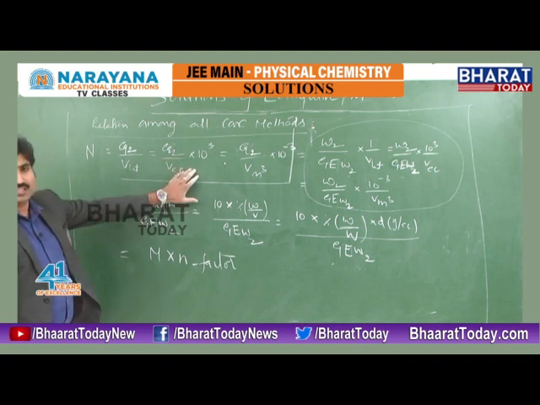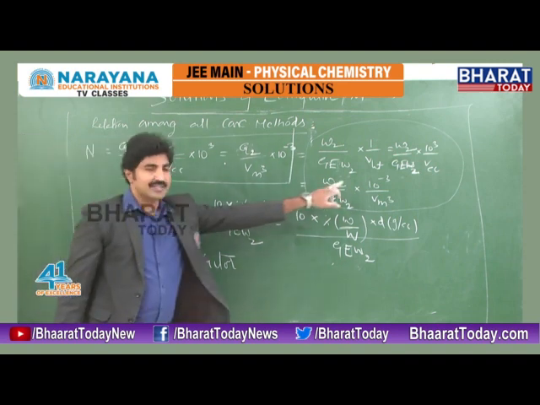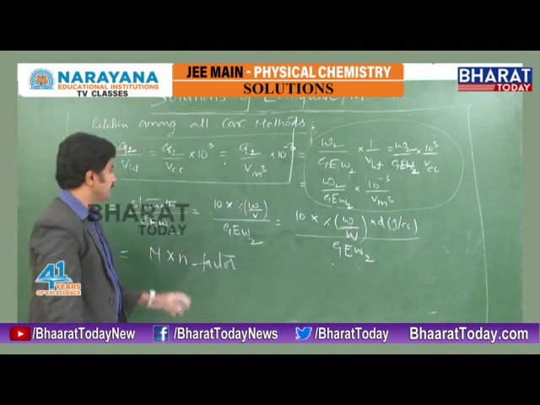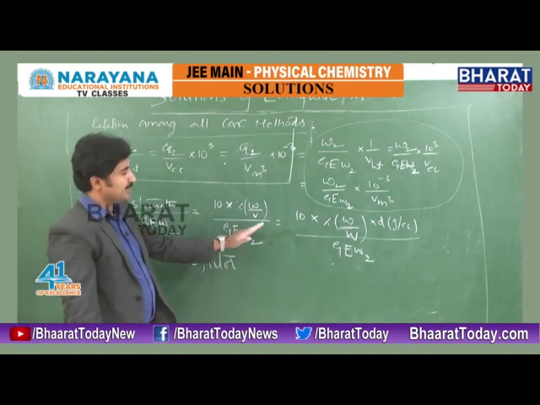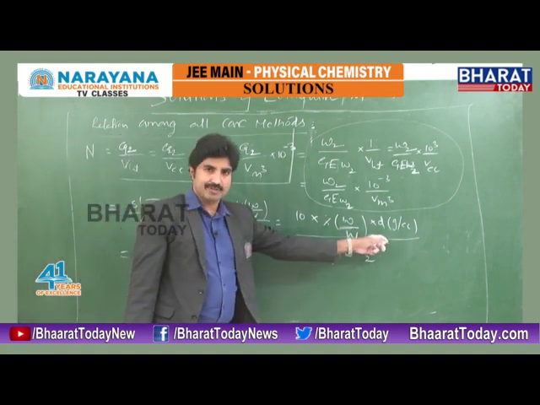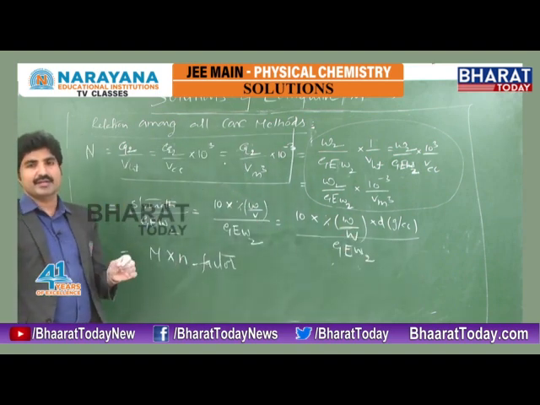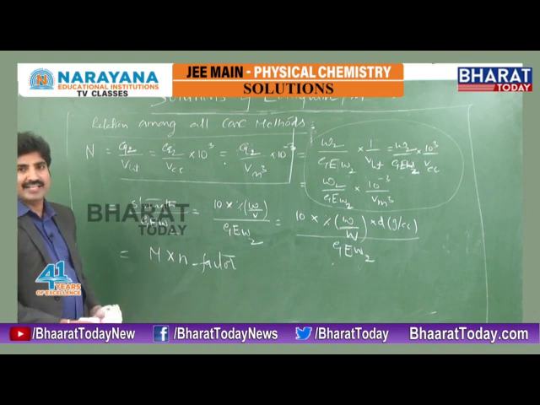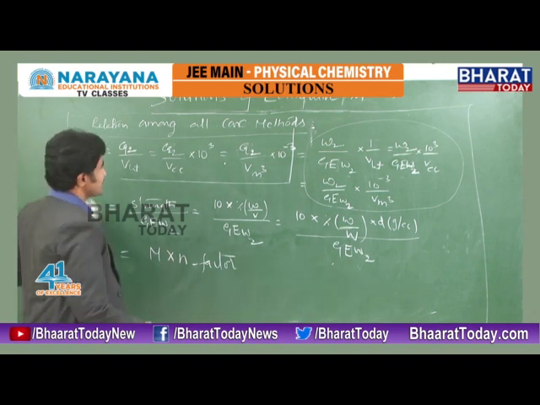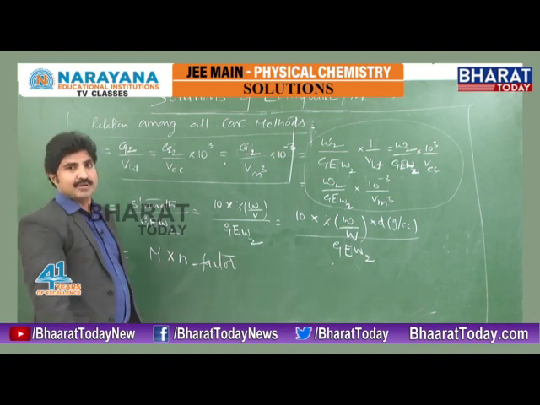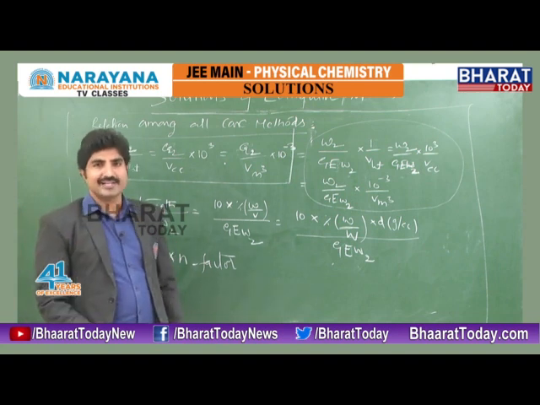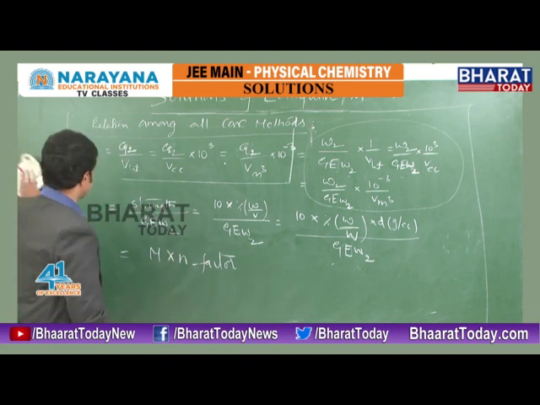Familiarly, to calculate normality we use these expressions. It is in terms of equivalents and volume. This is in terms of weight and volume. It is in terms of strength, percentage weight by volume, percentage weight by weight and density, and in terms of molarity. Similarly, we can express the molality expression also, because in solutions and colligative properties we familiarly use the molality expression. What is this molality expression?